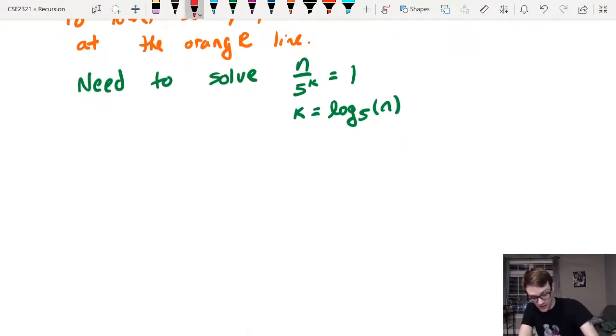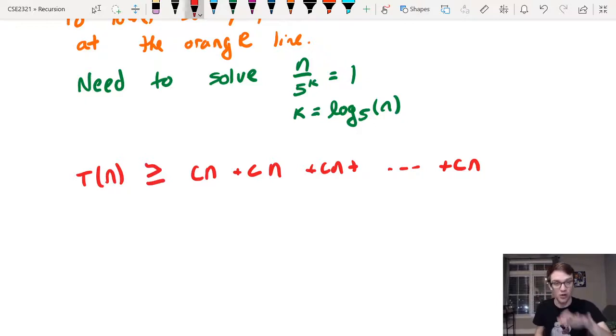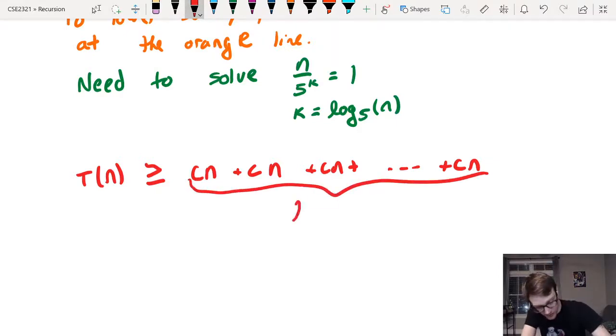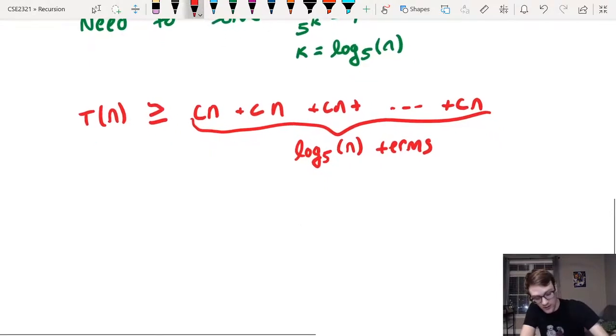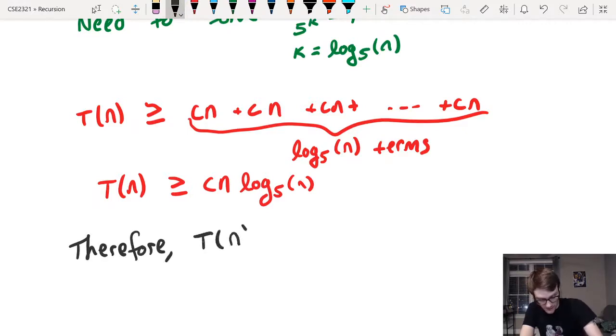The total cost, T of n, is equal to the cost at each level, which was cn, plus cn, plus cn, plus up through cn. But we've actually made a lie here. The cost is not equal to that. We're bounding the cost here. So the cost is definitely greater than or equal to adding up all of those cn's because I'm ignoring some of the nodes in the tree. How many copies of cn are there? Well, there are log base 5 of n copies of cn there. So T of n is greater than or equal to cn times log base 5 of n. Therefore, T of n is in big omega of n log n.